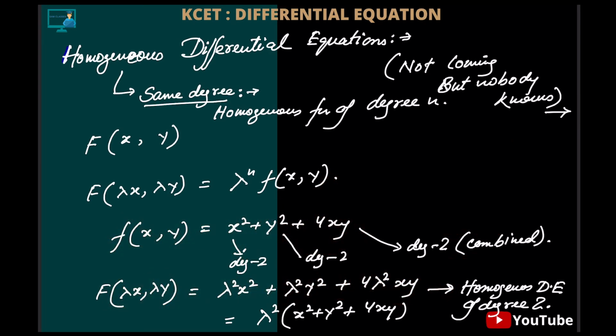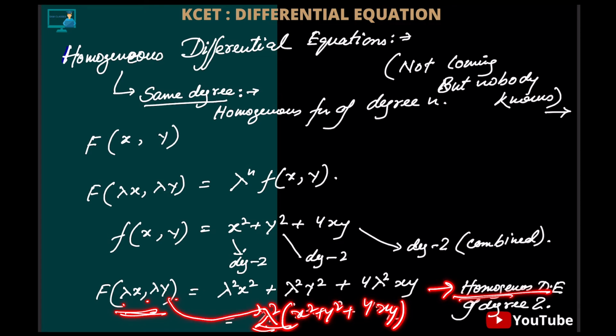So the moment I take lambda common, what I'll get? Lambda square into x square plus y square plus 4xy. Correct. And this is nothing but what? See, the moment I substituted lambda x and lambda y, I got lambda power 2. Means same thing as lambda power n times f of x comma y, since n was equal to 2 here.